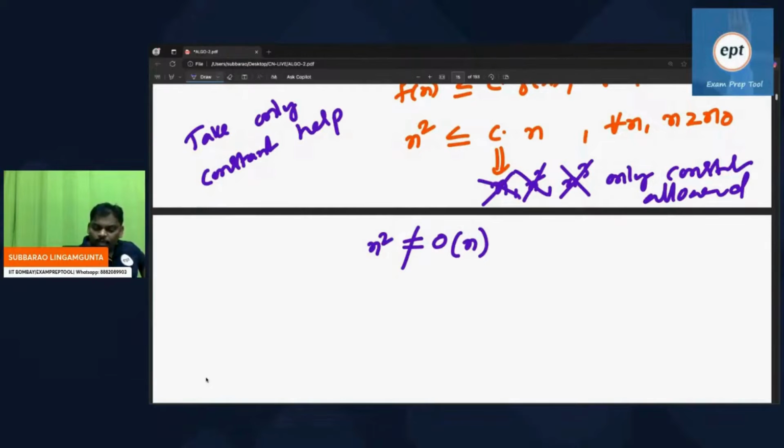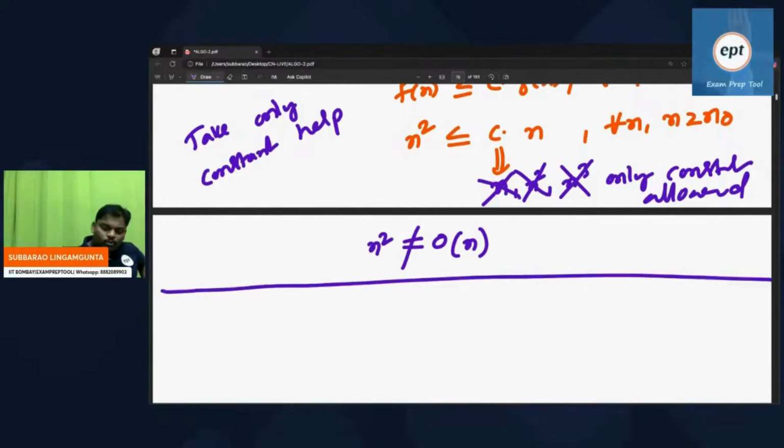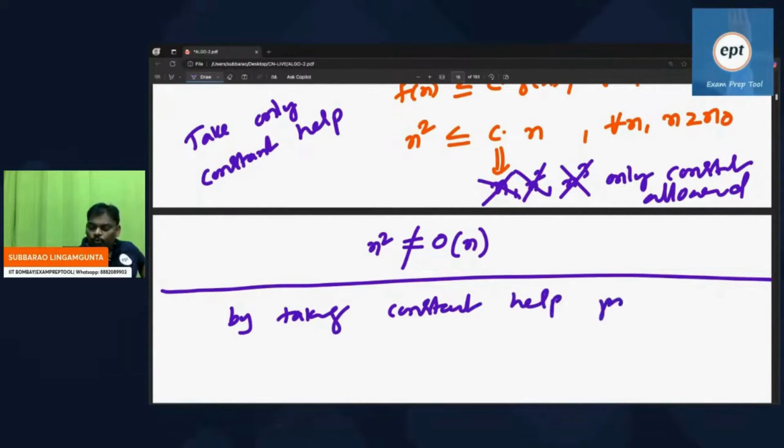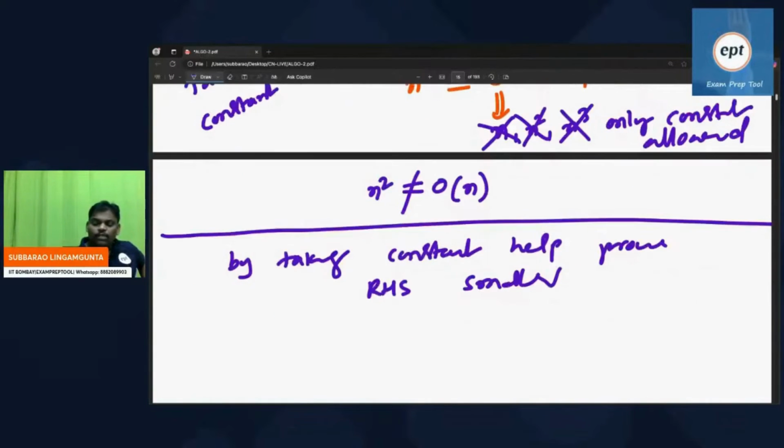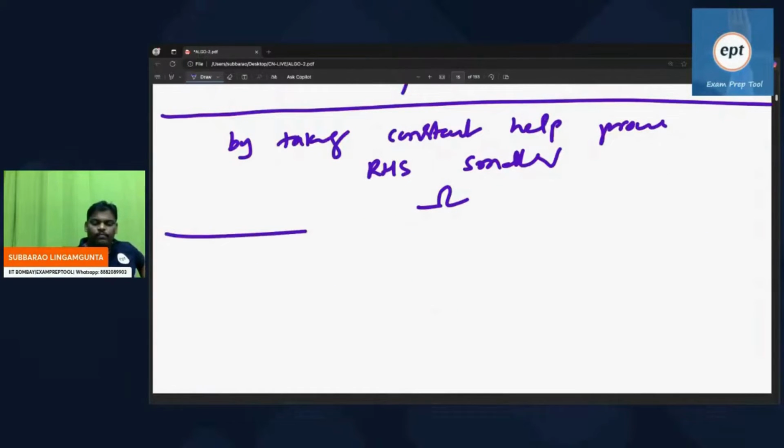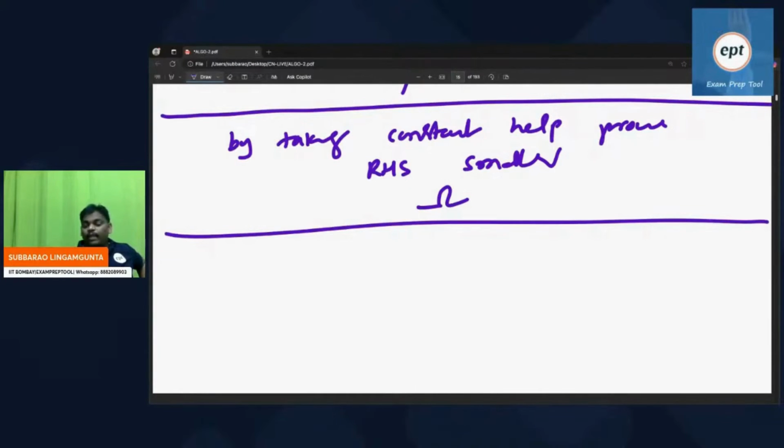Some people are asking, sir, what is omega? See this one. By taking constant help, prove the right side smaller. Let me write now. By taking constant help, prove the right hand side smaller. Then it is called omega. That is the meaning of omega.